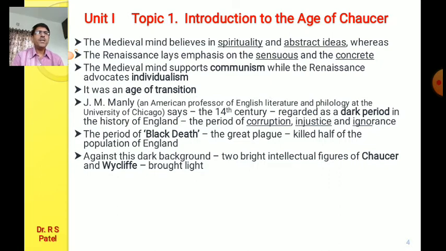The period of corruption, injustice and ignorance, these three terms are the basic characteristics of the era, and that makes it a dark period. Now these three terms are almost known to us. Corruption, we call it bhrashtachar. Injustice, it is anyay. And ignorance means agyan.